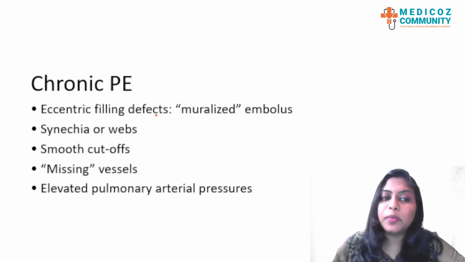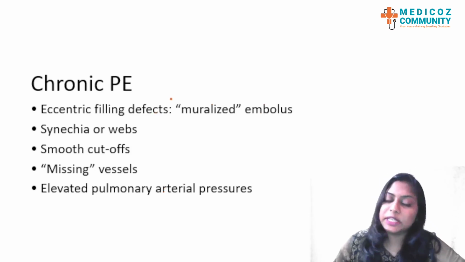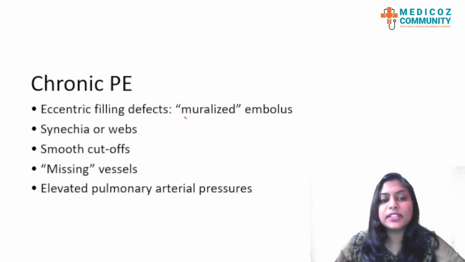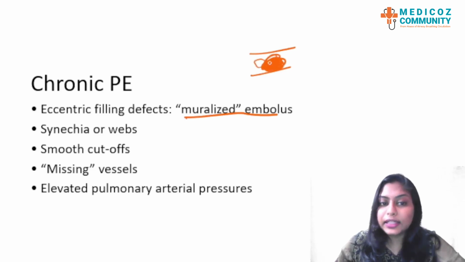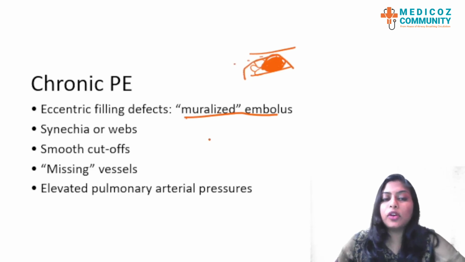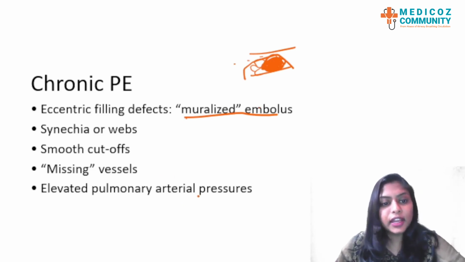The chronic pulmonary embolism features in a CT pulmonary angiogram are eccentric filling defects. These are mural thrombus. That means it has been there for a long time. So it is seen either as a web or a synechiae, or a smooth cutoff will be seen beyond it, and almost there will be no flow in these vessels, so we'll not be seeing them in an angiogram. They will not take up contrast, so there are missing vessels also. And pulmonary arterial pressures are elevated because there is very little lumen for the flow to take place, so the pressures will be elevated in these.